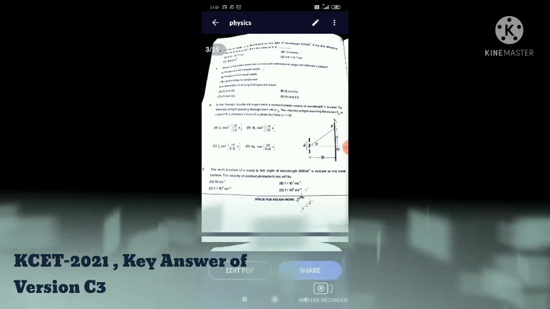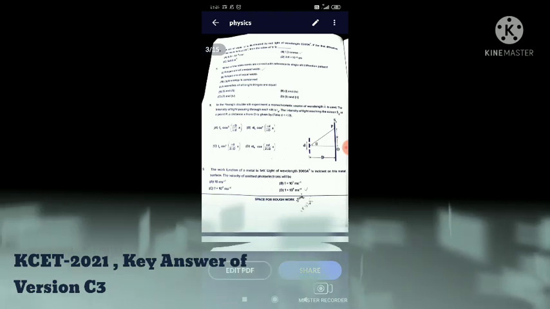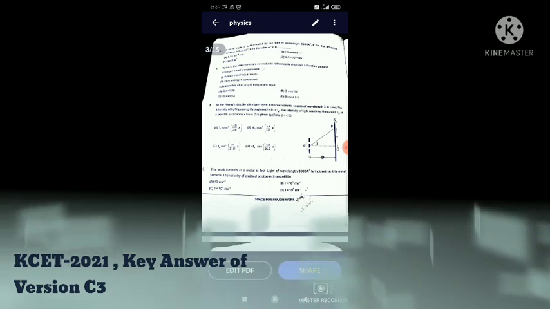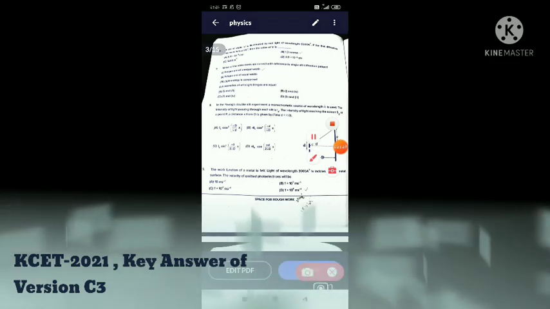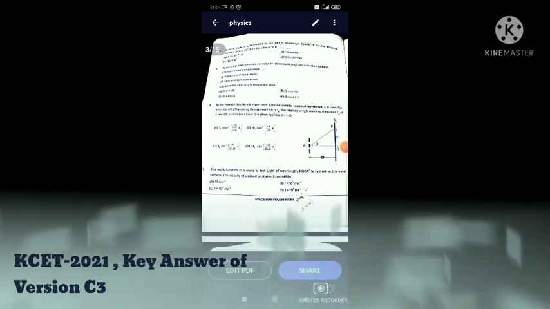Next, 7. Which of the statements are correct with reference to single slit diffraction pattern? The correct option is option A. Next we will move to the eighth question.